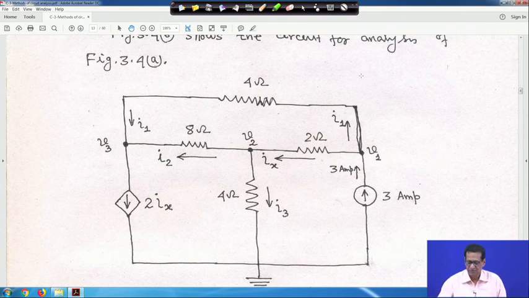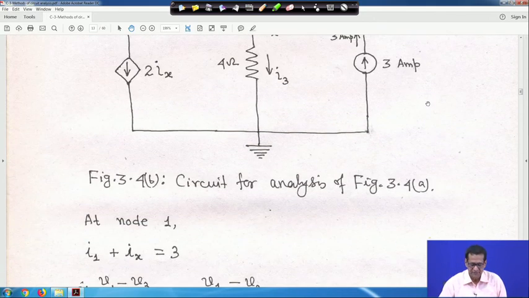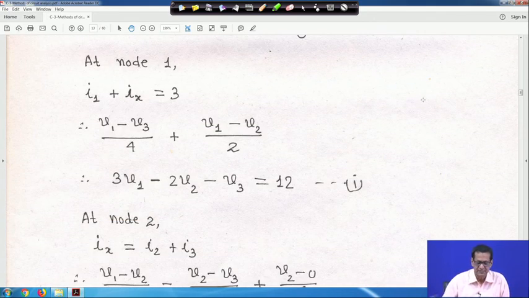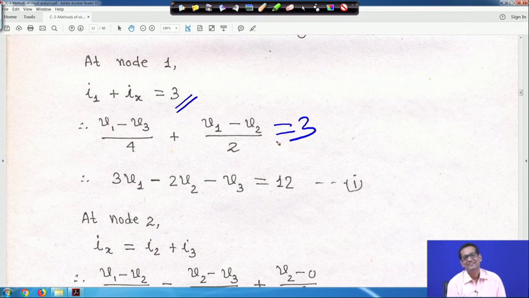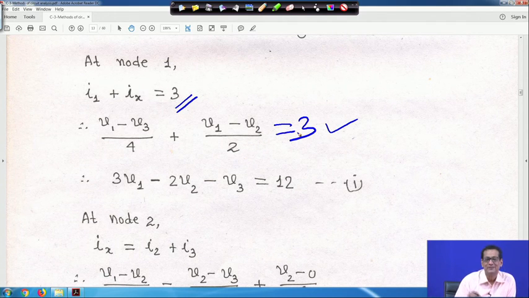Whatever I have shown, now at node 1 we are writing this equation. Here one error is there, at 3, this 3 was missed. So it will be V1 minus V3 by 4 plus V1 minus V2 by 2. If you apply the same thing, it is actually 3. Here I have missed the equal to. So this is a correction. Then upon simplification you will get 3 V1 minus 2 V2 minus V3 is equal to 12. This is equation 1.